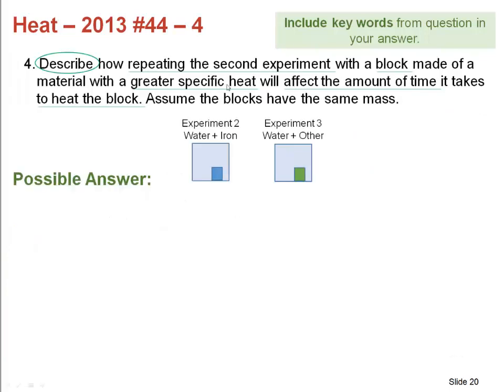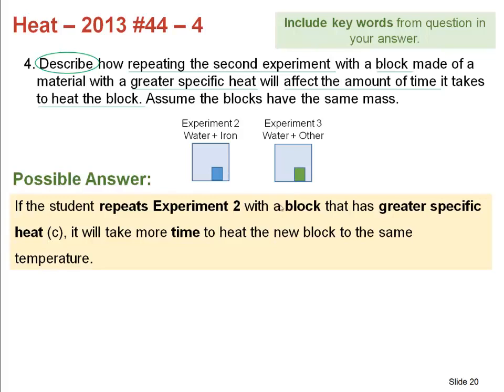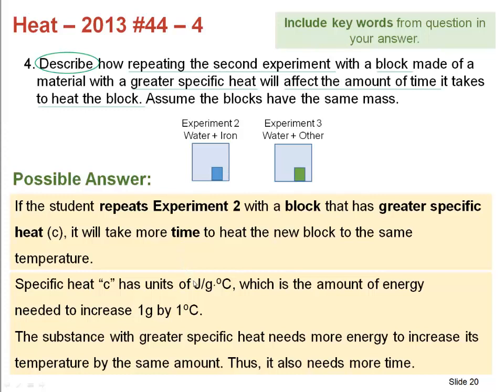Describe how repeating the second experiment will change the time it takes for the sample to heat. So we have this block now in experiment 3 that has a higher specific heat. If the student repeats experiment 2 with a block that has a greater specific heat, it will take more time to heat the new block to the same temperature. Specific heat is how many joules are needed to raise 1 gram of something by 1 degree Celsius. The substance with the greater specific heat needs more energy to increase its temperature by the same amount, so it is also going to need more time.